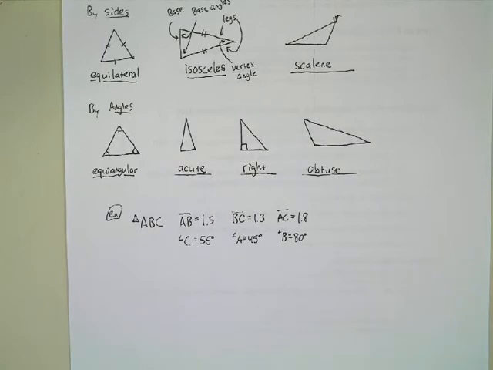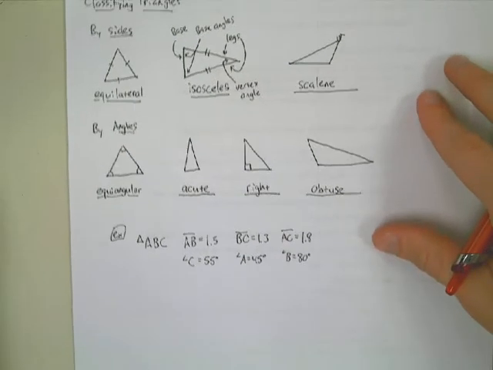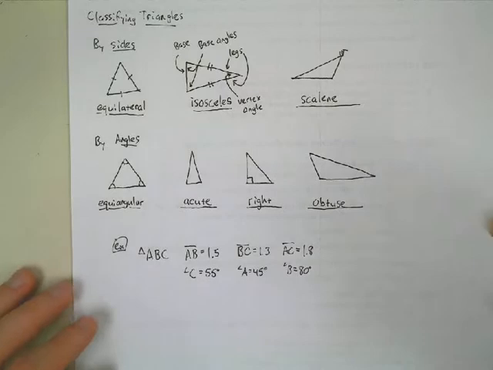Are we choosing from the three up top, or are we choosing from the four that we just drew? Well, we're going to classify it both by the sides and by the angles. Okay? So good, I'm glad you think so.